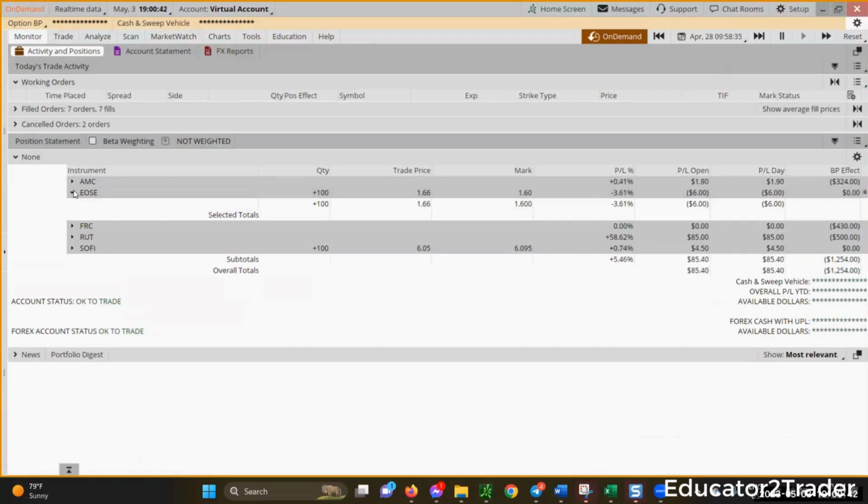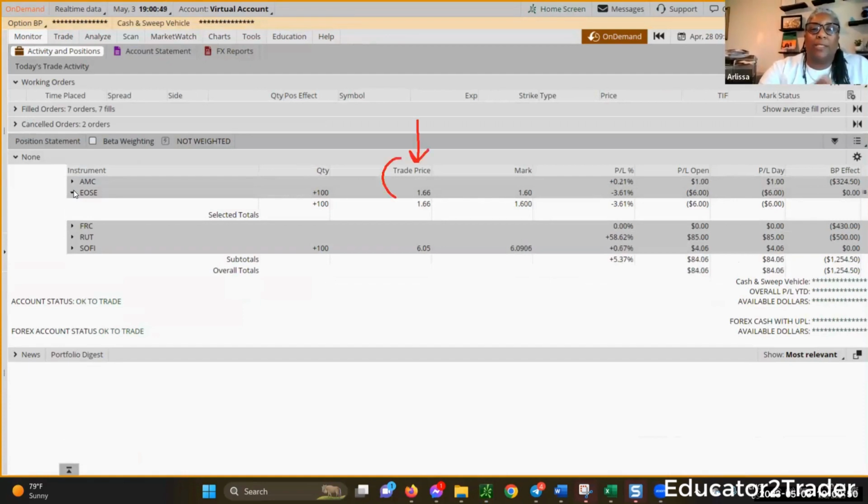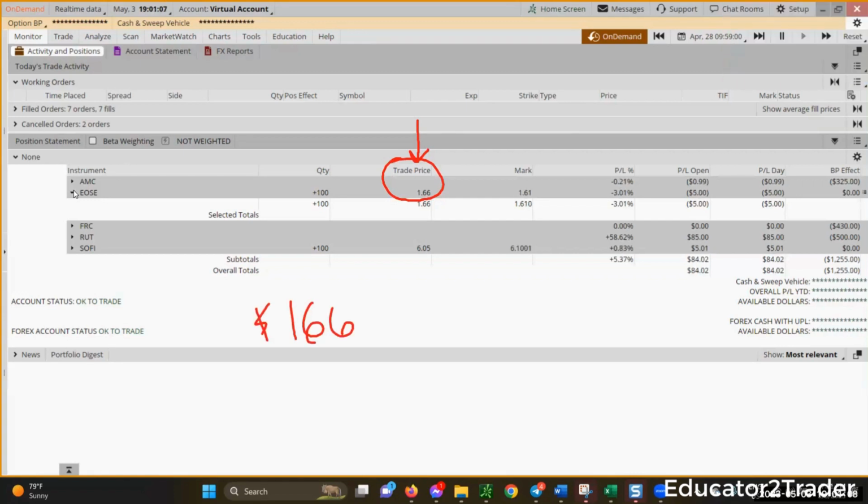Wait a minute, is it the $1.66? The trade price is what we paid for it. We paid $1.66 per share, which is $166 for our 100 shares of EOSE. What strike should we pick for our covered call? Anything over the $1.66.